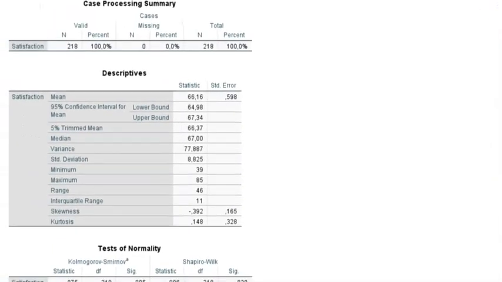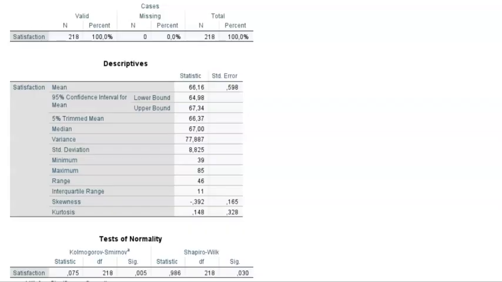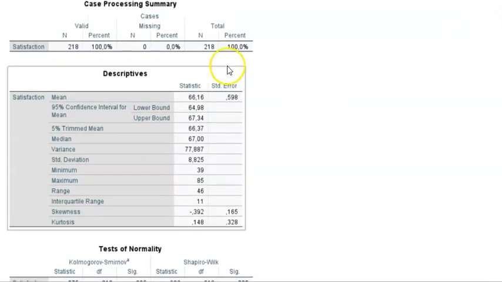So when you do this, a lot of information is coming. The first descriptive will show you the mean of this variable. Satisfaction is about 66.16. That is the mean. And then you also have the median.